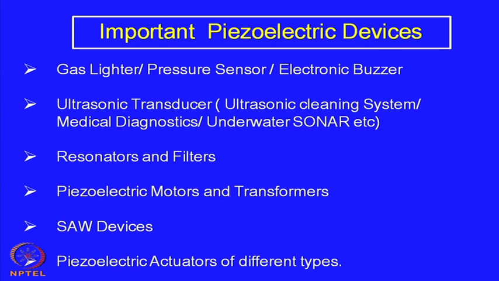Then you have electronic buzzers. Well, if you want to make an electronic sound electronically by applying electric field, you vibrate a particular bimorph, and the frequencies can be varied by changing the dimension, changing the composition, changing the design of the vibrators.